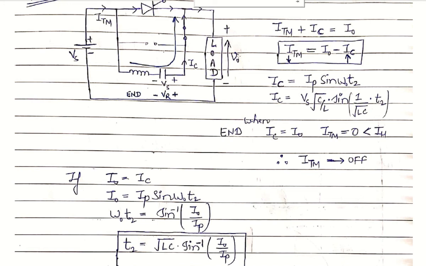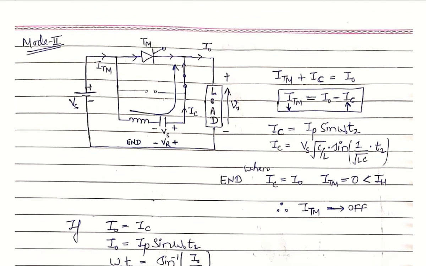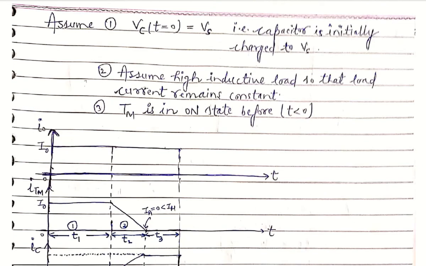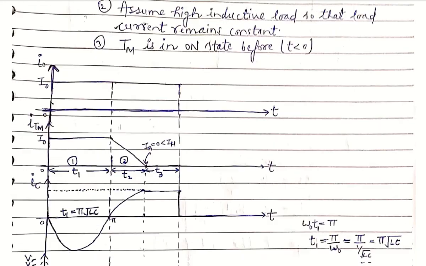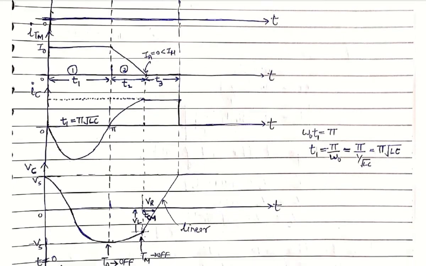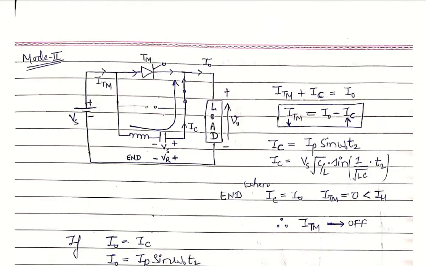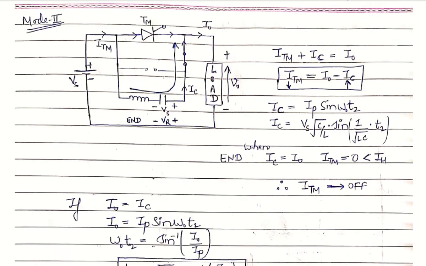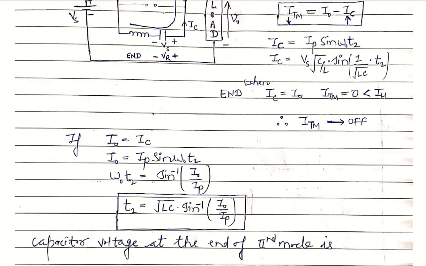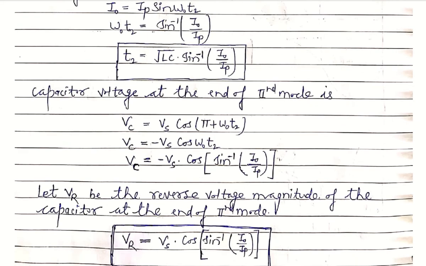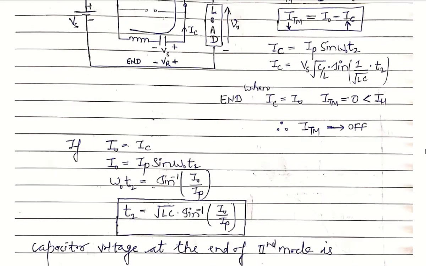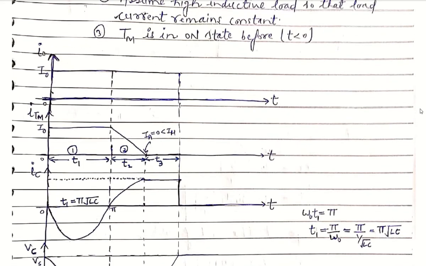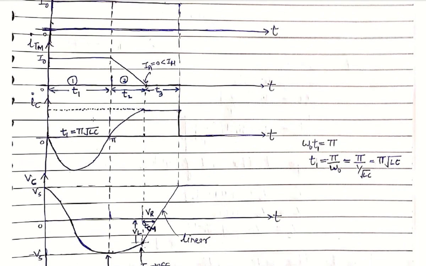Now we will see the second part of this current commutation technique, which we began studying in the previous class. In the first part, we saw that there are two modes of conduction, and up to T1 time we have seen that. So thyristor TM will be off when IC equals I naught. The capacitor current will be positive, IC equals IP sin omega naught t, and the capacitor voltage is negative. We'll see these two terms and the graphical waveform up to this T2 point.